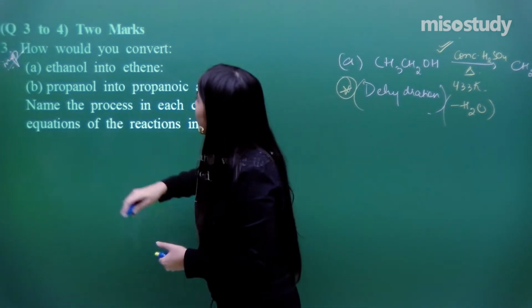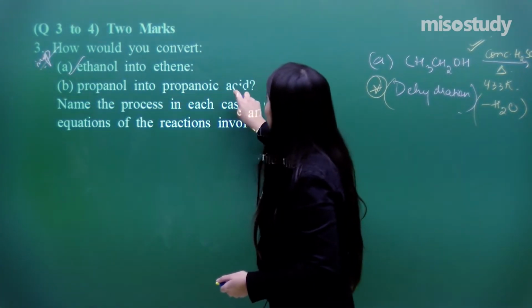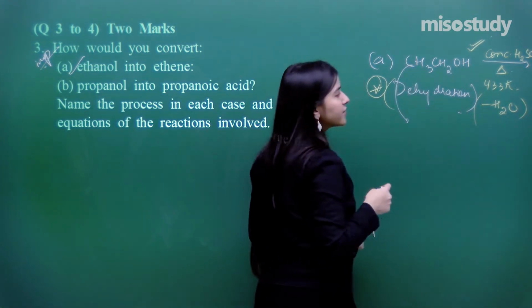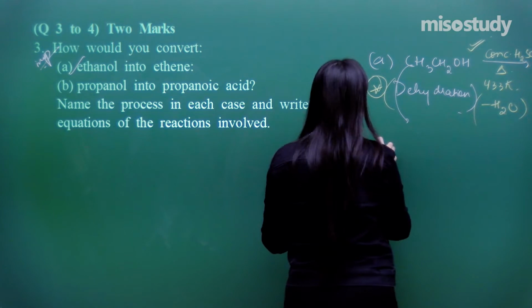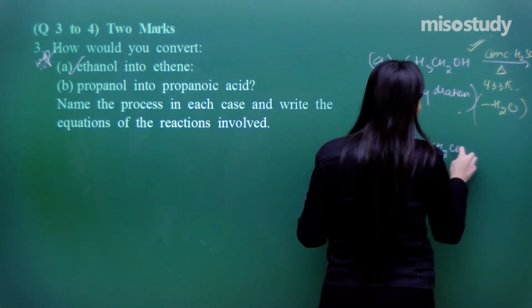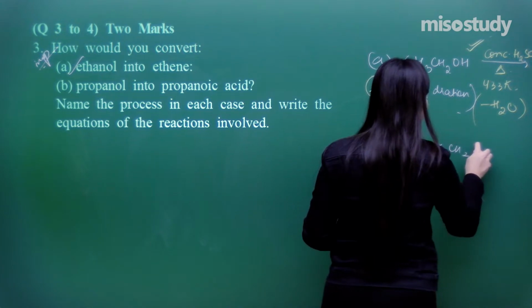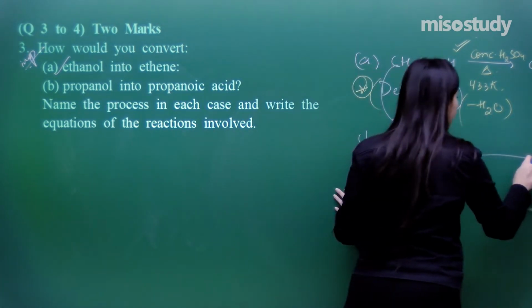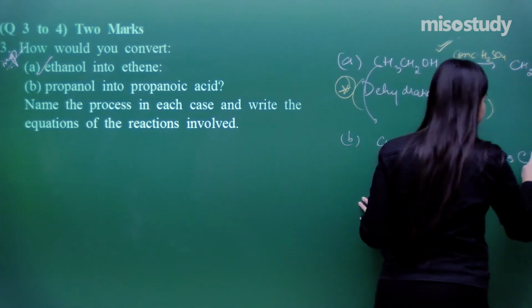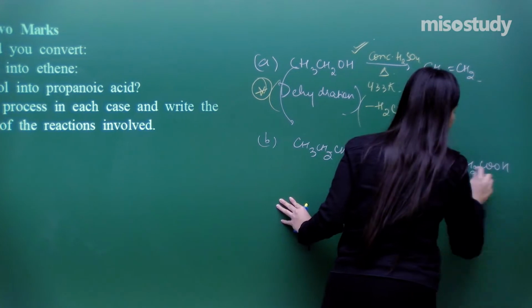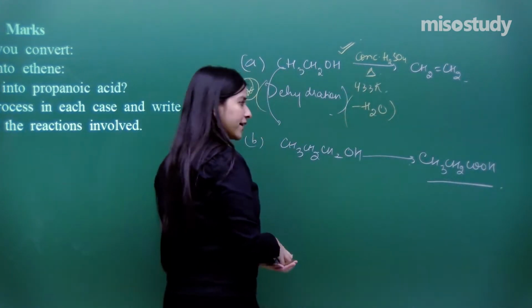Next one, propanol into propanoic acid. So propanol, the next homologue for ethanol. So it is going to be propanol, having 3 carbons and ol means OH, into propanoic acid. That means CH3, CH2, COOH. OH means carboxylic acid. Fine.